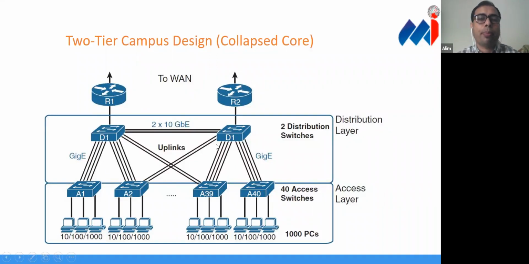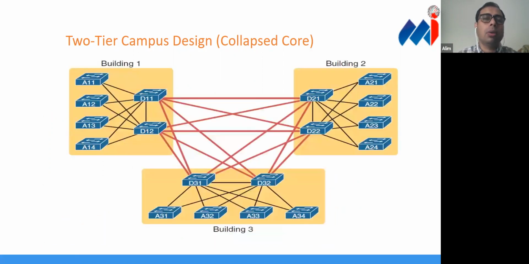Distribution switches are housed at the central location, and access switches are installed at different areas. Okay, let's see a more realistic picture. Look, two-tier campus design.